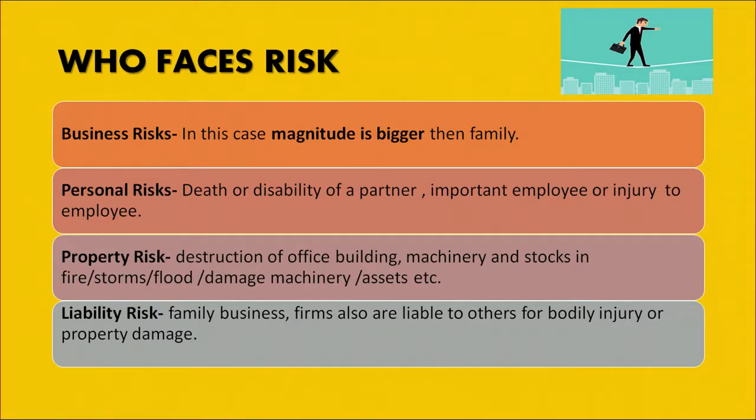Here, when we talk about personal risk, there is a death or disability of a partner, or an important employee gets injured, then again the business suffers losses. Similarly, when we talk about a property risk in business, there is a destruction of office building or machinery, or the stocks are in fire, or there is a storm or damage to the machinery or assets, then again the business suffers the loss exponentially. There is also liability risk in business, like for example in family business or firms, they are also liable to others for bodily damage or property damage.